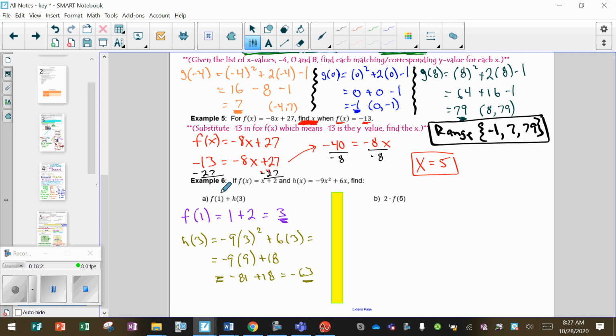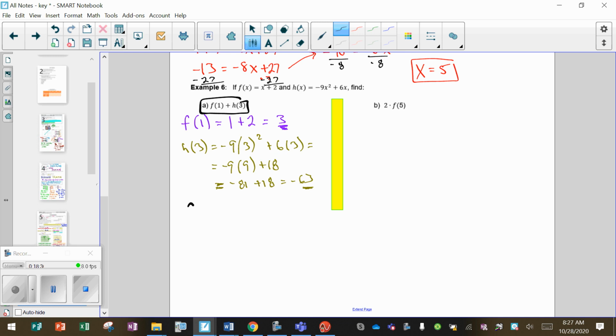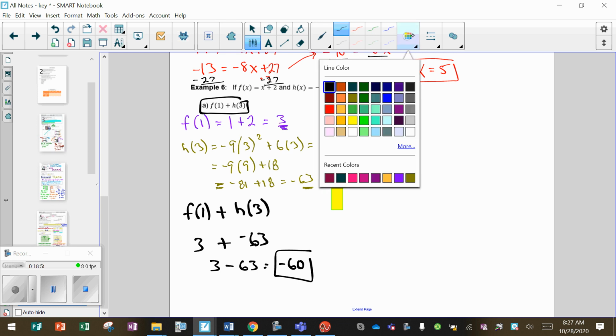So now what we're supposed to do, according to the original question up here, is add the results together. So if I want to do f of 1 plus h of 3, f of 1 we figured out was 3. H of 3 we calculated as negative 63. So 3 plus a negative 63 would be the same thing as saying 3 minus 63, which is negative 60 as a final answer. And if you got that on your own, fantastic, good for you. And if you didn't, it's okay. We're going to practice it and get better at it.